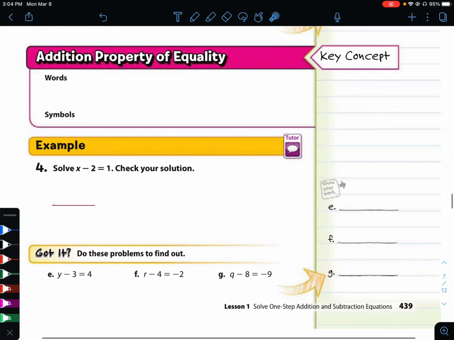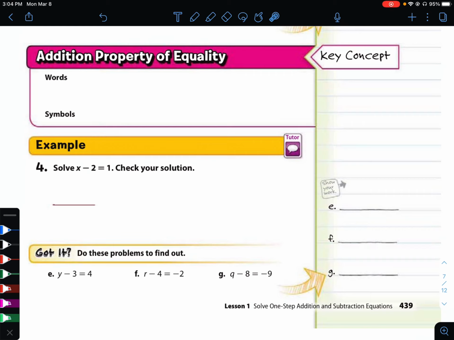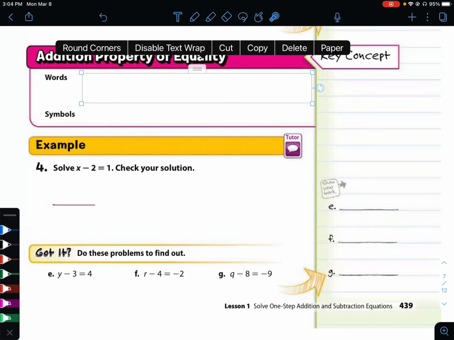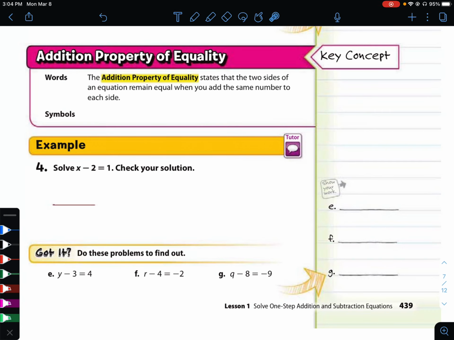Now let's talk about another property of equality, and this is a little bit the opposite of your subtraction property of equality, because this property is called the addition property of equality. It simply states that the two sides of the equation remain equal when you add the same number to each side.